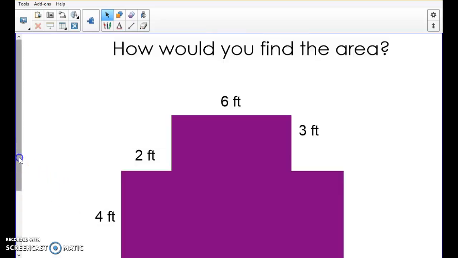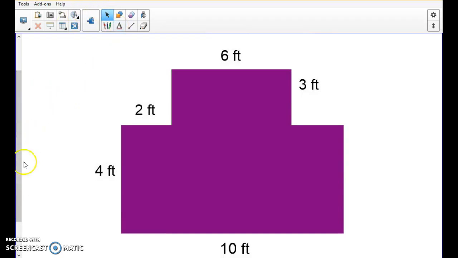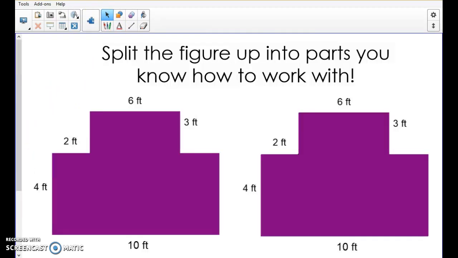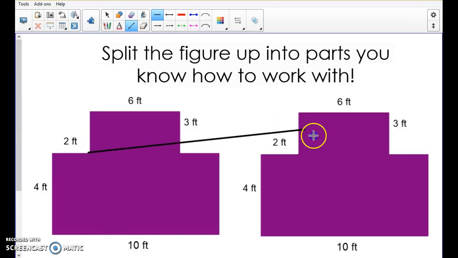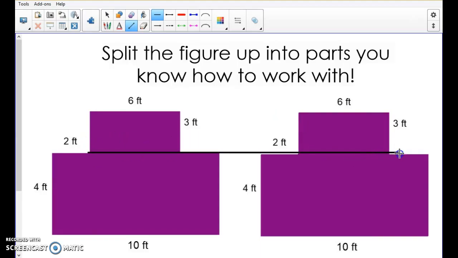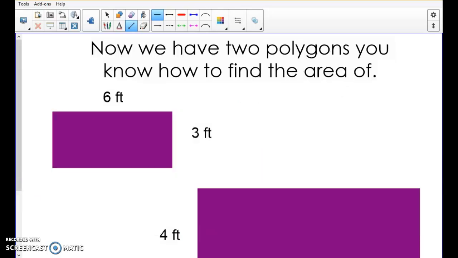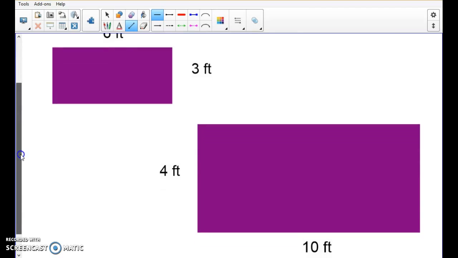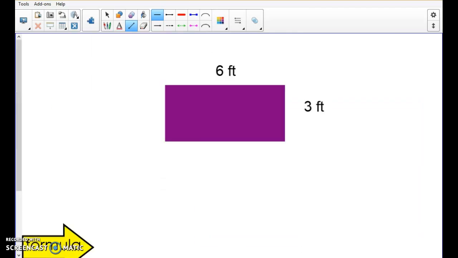Alright, same thing with this purple shape over here. Again, I see two rectangles. I can divide it up pretty much right here. I have a rectangle on top and a rectangle on bottom. There are my two different rectangles. One is a 6 by 3 and one ends up being a 4 by 10.